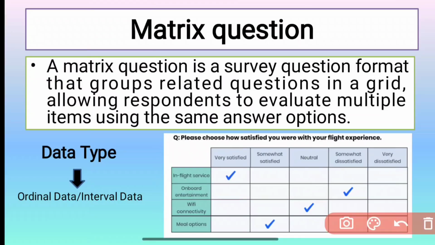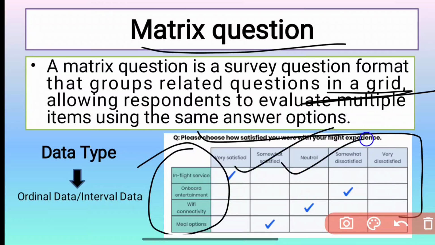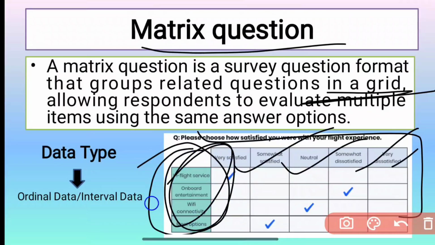So the last kind of questions are the matrix questions. These kinds of questions are also known as grid questions, and you have multiple options with a number of questions. So this is your grid. The same options are given for the number of questions. Now the data type that can be used over here is ordinal data or interval data, depending upon what kind of questions you are asking.